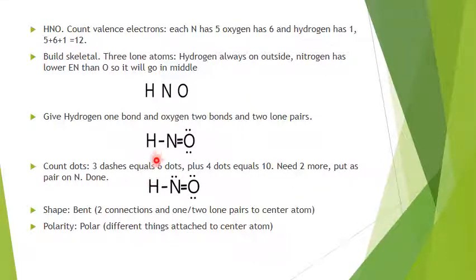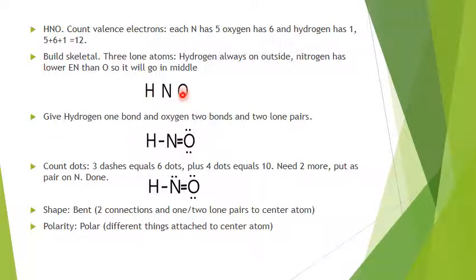Okay, HNO. Count up the valence electrons. Hydrogen's 1, nitrogen's 5, and oxygen is 6. So that's 12. Here's the skeletal structure. Hydrogens always go on the outside. Don't put them in the middle.